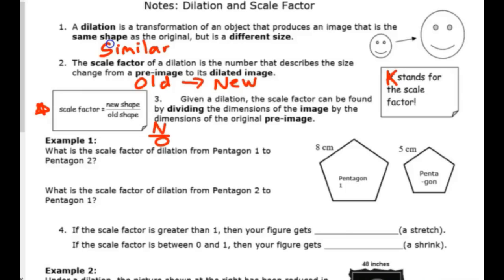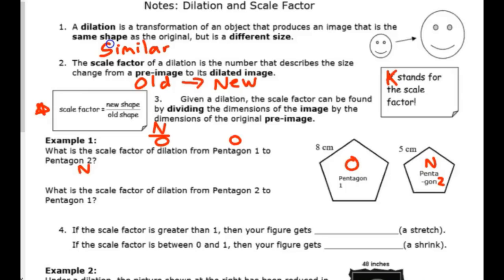Look at example 1. What is the scale factor of dilation from pentagon 1, original, to pentagon 2, the new? Whenever you're going from something to something, you start at the old and end at the new. So my old is pentagon 1, my new is pentagon 2. This is my new. So here's the question: what's the scale factor? Is it 5 over 8 or is it 8 over 5? Obviously those are the only two sides I have. They're corresponding. So how do I know my scale factor?